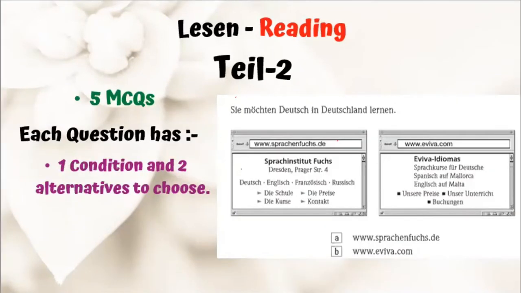Now let us see Lesen tile 2. In tile 2 you have 5 multiple choice questions. Each question has 1 condition and 2 alternatives to choose. Now what does this mean? You have 1 statement and 2 options to choose from, whether you should go with this one or this one. Let us see this example.